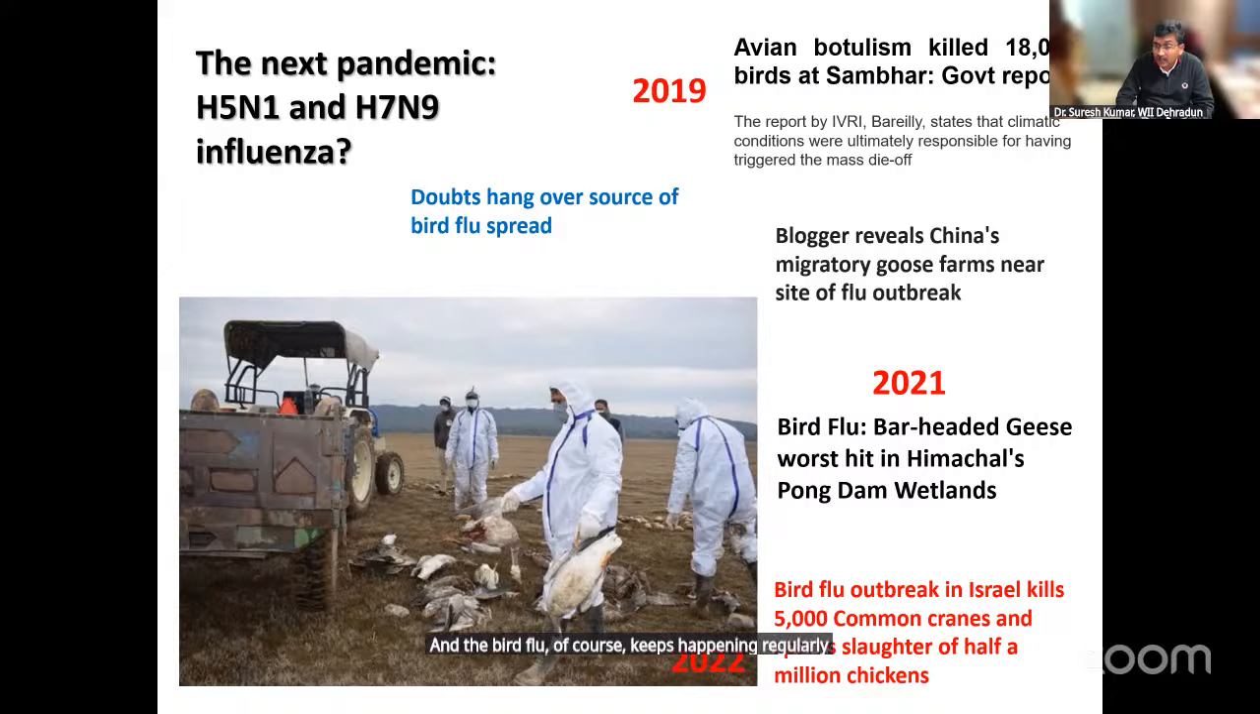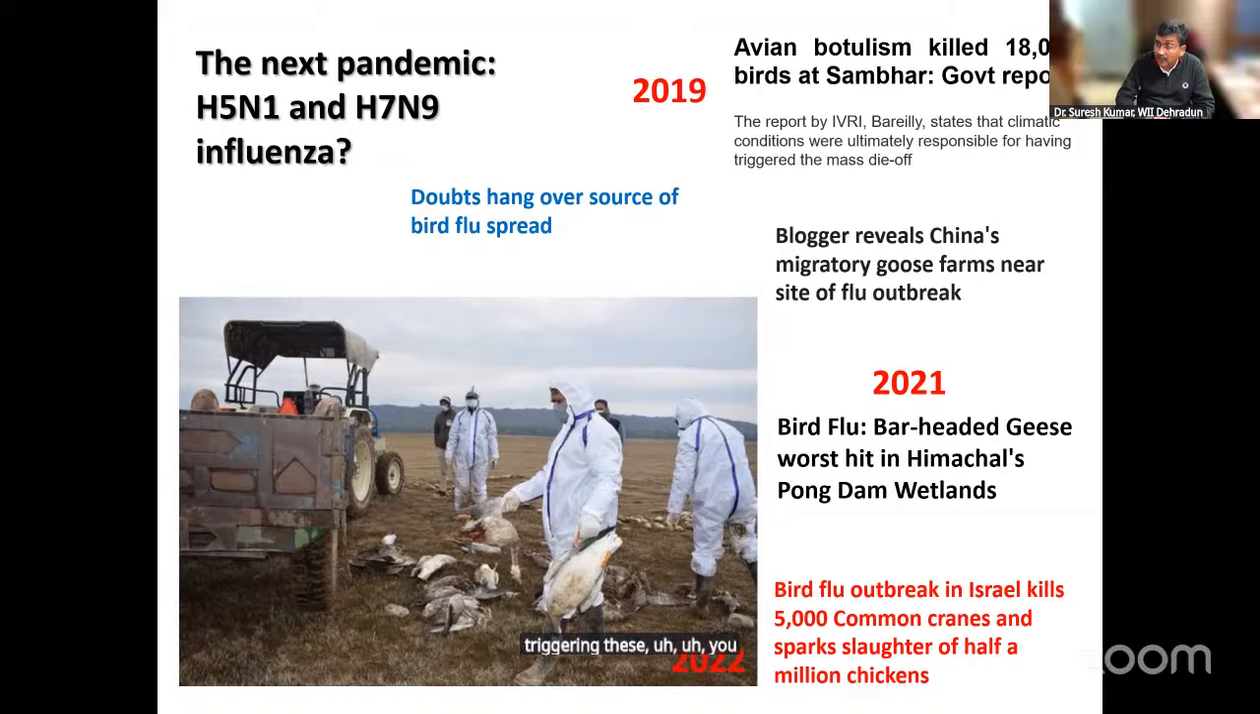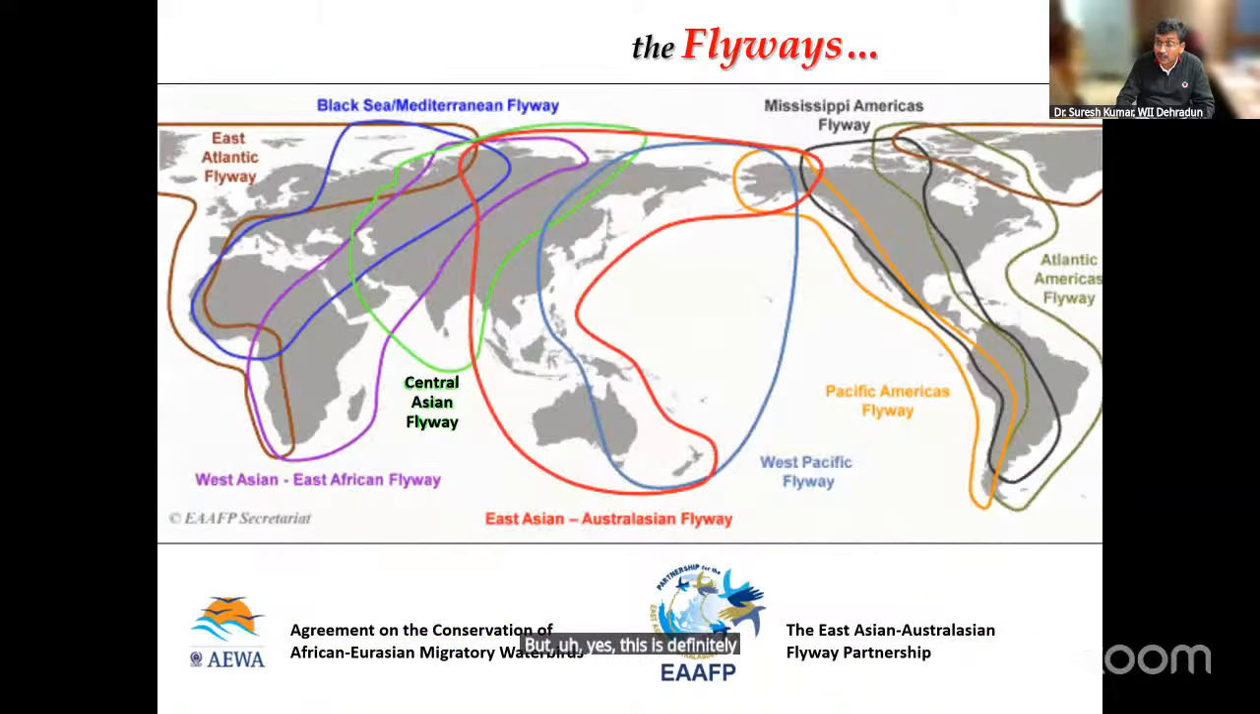And during this period of time, there are a lot of birds, especially water birds, that are lost. We still have a very poor understanding of how and when this occurs, whether climate change is triggering these avian flu outbreaks more often. This is something that we don't know. But yes, this is definitely something that is of concern.